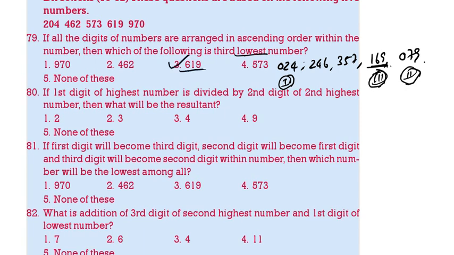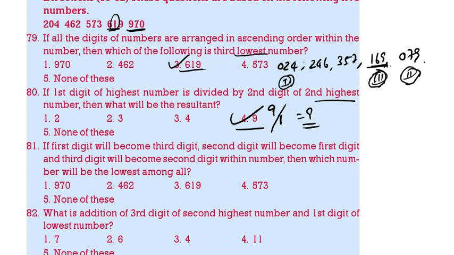Then the first digit of the highest number. What is the highest number? 970. In this, the first digit is 9. It is divided by the second digit of the second highest number. What is the second highest number? 619. Second digit 1. So 9 by 1 is again equal to 9.